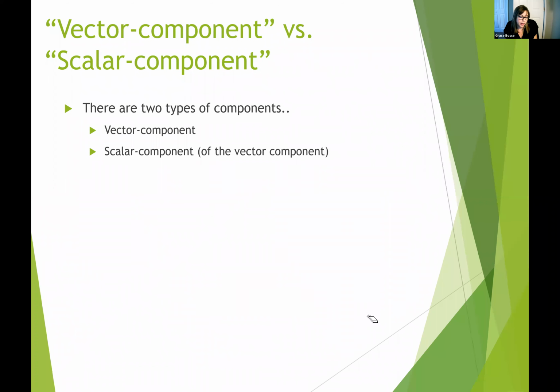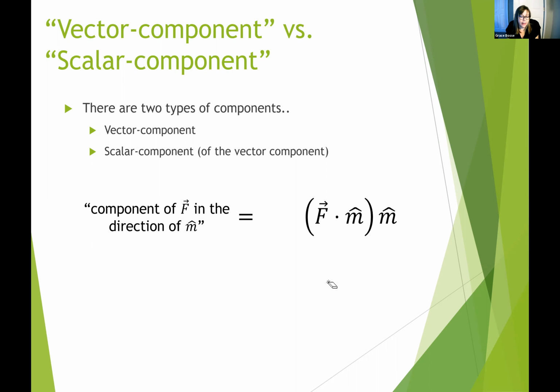So you may have noticed I was a little bit vague in that previous description about what a component is. I want to now take a little bit of time and define it. There's something called a vector component, and then there's something called the scalar component. Technically, when you say the scalar component, you're describing the scalar component of the vector component. So in that previous slide, I said just the component of F in the direction of m hat. I was not very specific on what component I'm talking about.